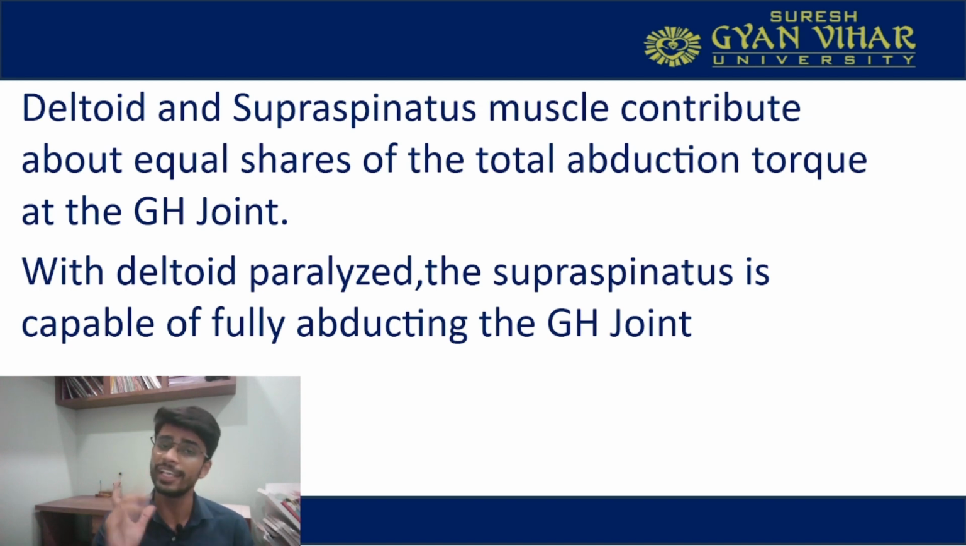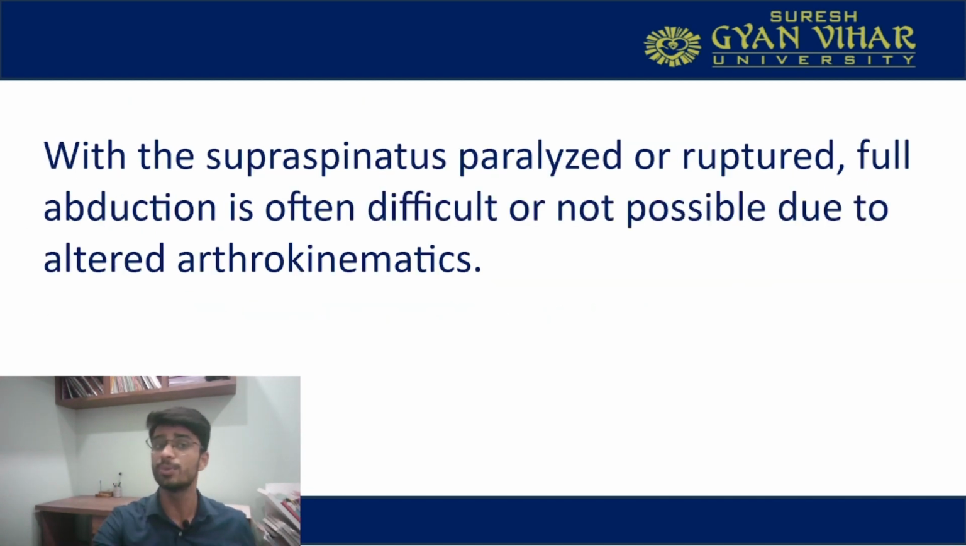But an interesting catch here is that when the deltoid is paralyzed, the supraspinatus is capable of fully abducting the GH joint. But if the supraspinatus is paralyzed or ruptured, it is very difficult to actually achieve the abduction due to the altered arthrokinematics.